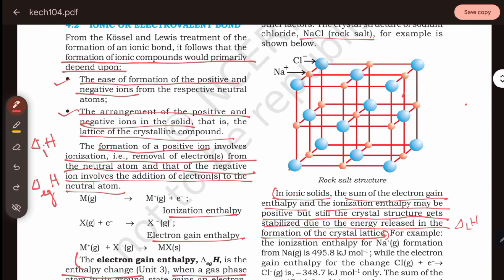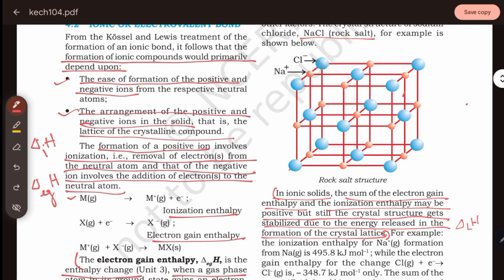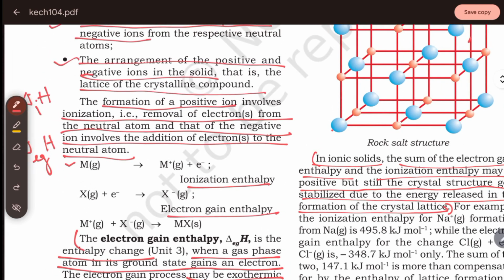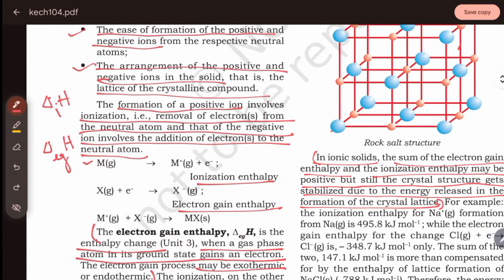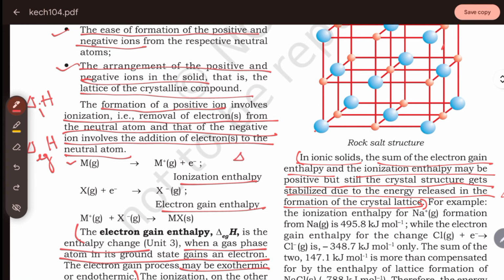Now, formation of a positive ion, that means here if I see the formation of M+ from its isolated gaseous state, removal of an electron in order to obtain M+, which is also in gaseous state, that involves the ionization enthalpy, that is ΔHi is the ionization enthalpy, the energy that is required in order to remove an electron from an isolated gaseous atom. So that is known as ionization enthalpy. Now, that is the formation of cation.